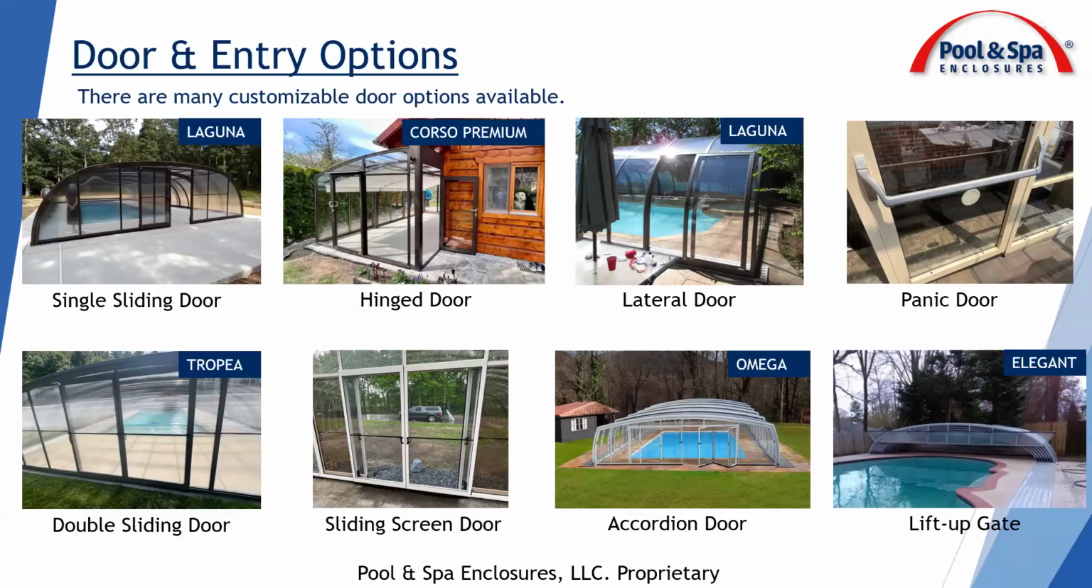For our commercial applications, we offer a panic door that you will typically see in restaurants or malls and the like there. We have double sliding doors as well as screen doors. We also offer accordion doors, like you'll see on the bottom there, under the Omega. The size is really relevant to the gable end or face that we have to work with. And then on the bottom right, we have a lift-up gate, another example of what we can do.